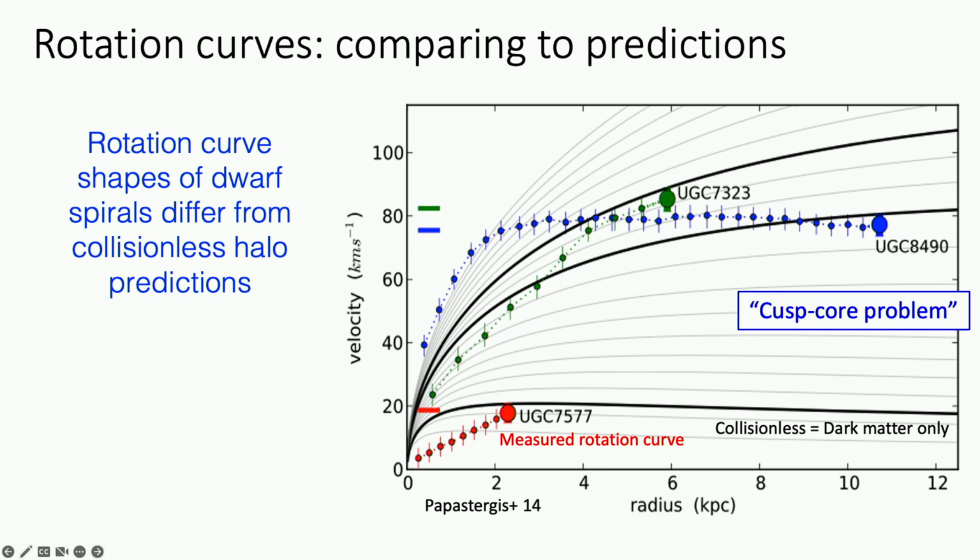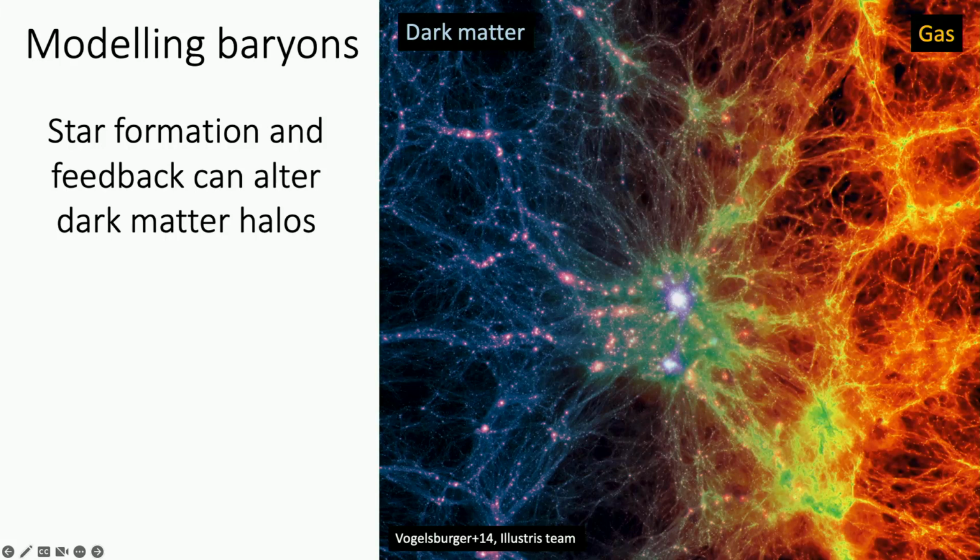And so for a long time, people puzzled over why the rotation curve shapes of nearby galaxies were so different than what was predicted. And it turns out that at least some of the answer seems to lie in the inclusion of gas in simulations. While galaxies are forming, the energetics and feedback from gas and stars can affect the inner dark matter distribution in ways that have only become clear in the last decade or so. And so instead of the collisionless simulations that I've been showing you so far, people have started to work with simulations that also include a gas and star component.